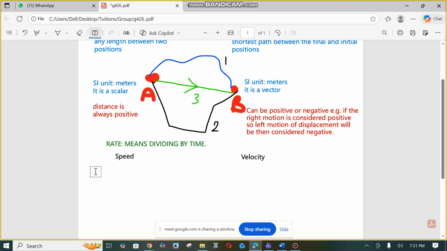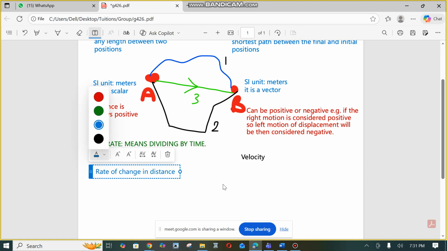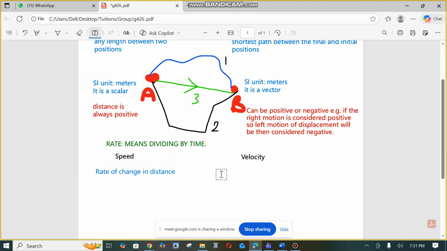So speed is basically the rate of change in distance, which means it is distance divided by time. So the word rate automatically means that you are basically dividing it by time. So what is going to be velocity? Rate of change in displacement, okay?